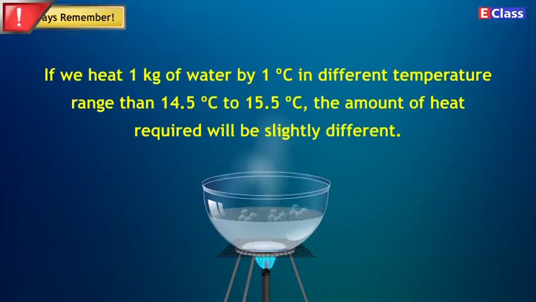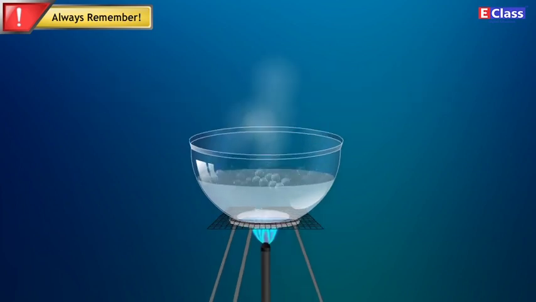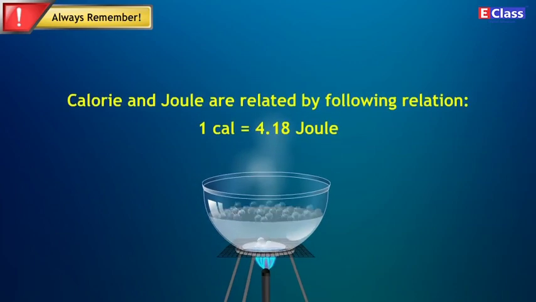Always remember, if we heat 1 kg of water by 1 degree Celsius in different temperature ranges, then 14.5 degrees Celsius to 15.5 degrees Celsius, the amount of heat required will be slightly different. It is, therefore, essential to define a specific temperature range while defining the unit of heat. Calorie and joule are related by the following relation. 1 cal is equal to 4.18 joule.